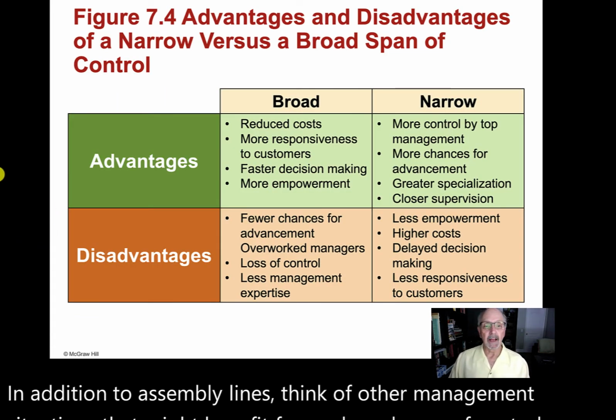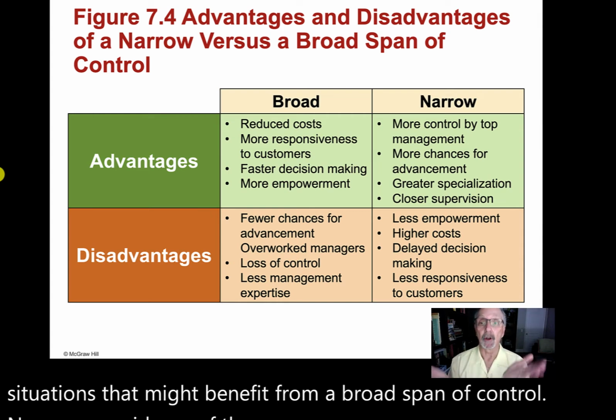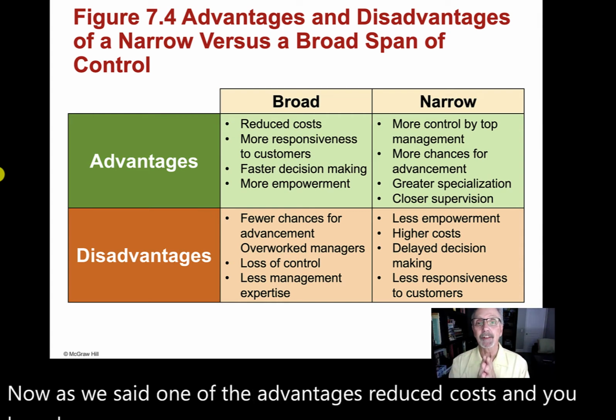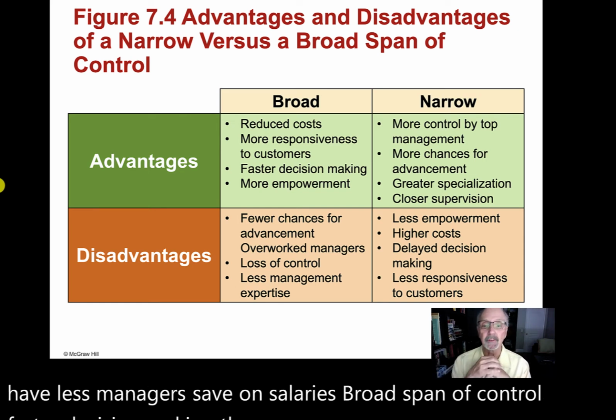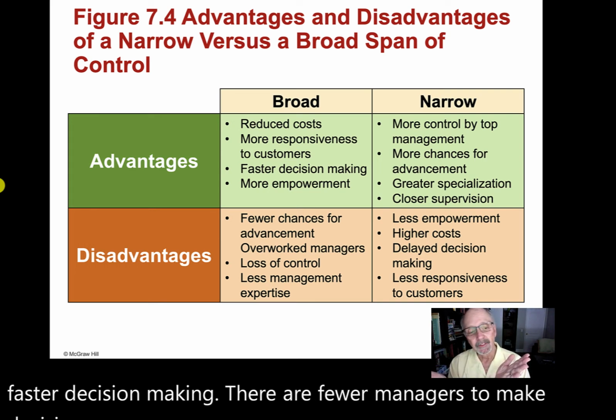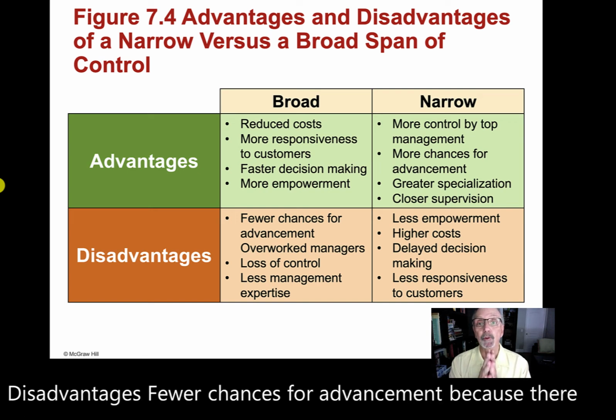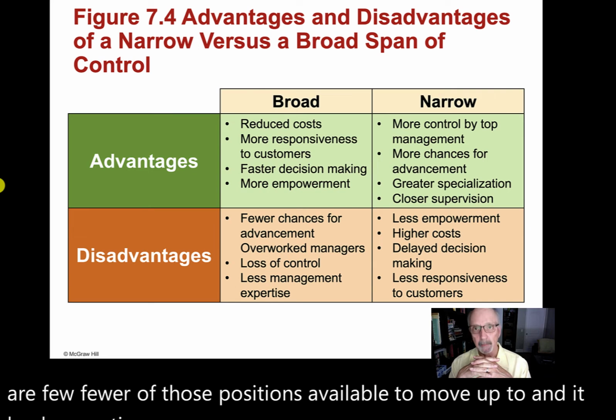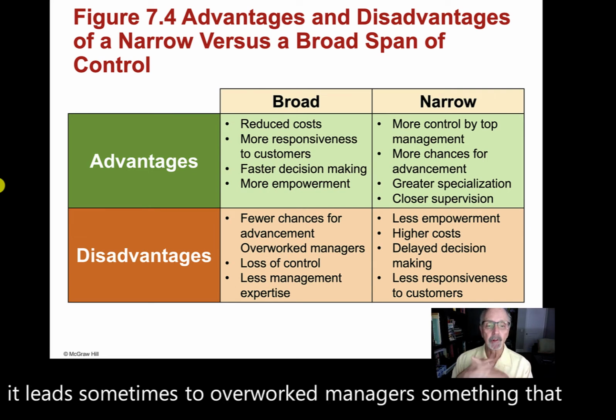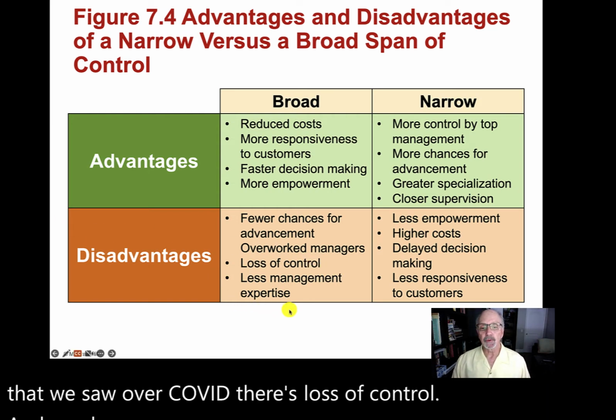Now, as we said, what are the advantages? Well, reduced costs because you have fewer managers. Save on salaries. Broad span of control, faster decision making. There are fewer managers to make decisions. Disadvantages: fewer chances for advancement because there are fewer of those positions available to move up to. And it leads sometimes to overworked managers, something that we saw over COVID. There's loss of control, and you have less management expertise.